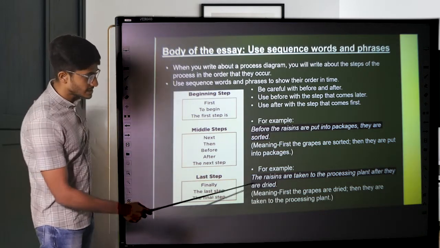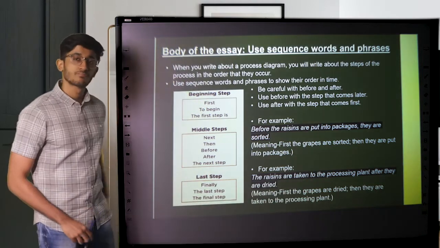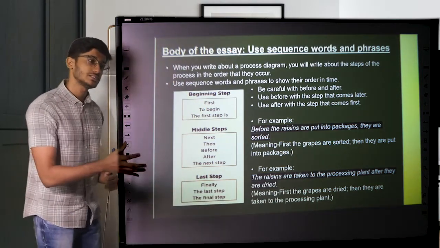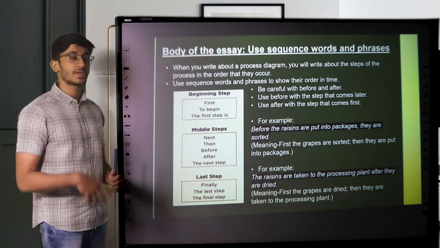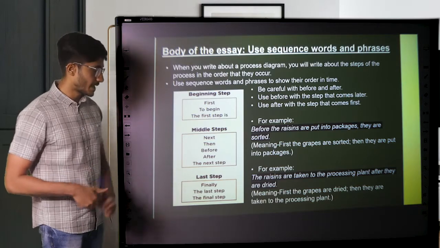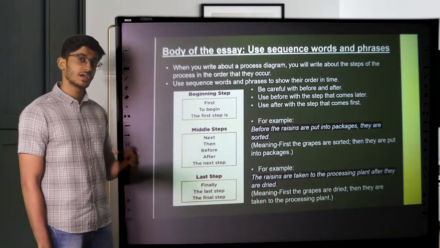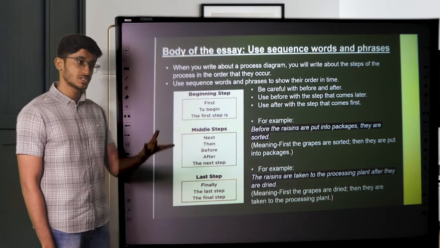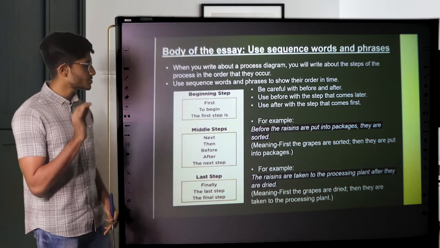So the raisins are taken to the processing plant after they are dried. It could also be written with before, because first they have to be dried and then they have to be taken to the processing plant. So this means that first the grapes are dried and then they are taken to the processing plant, which is why we use after.